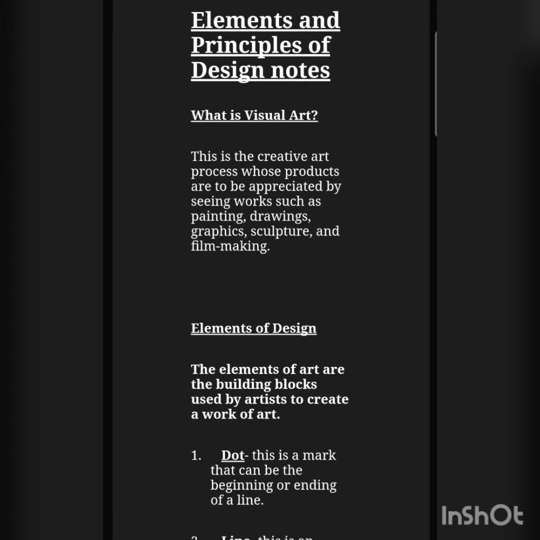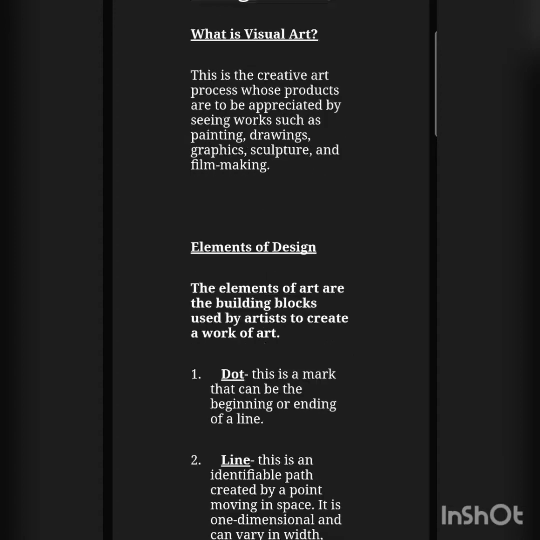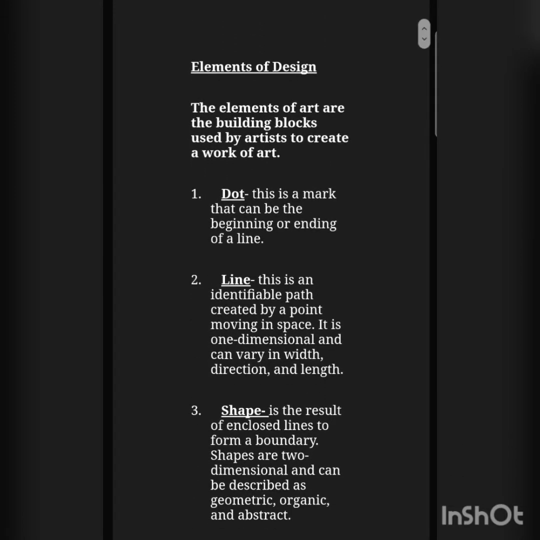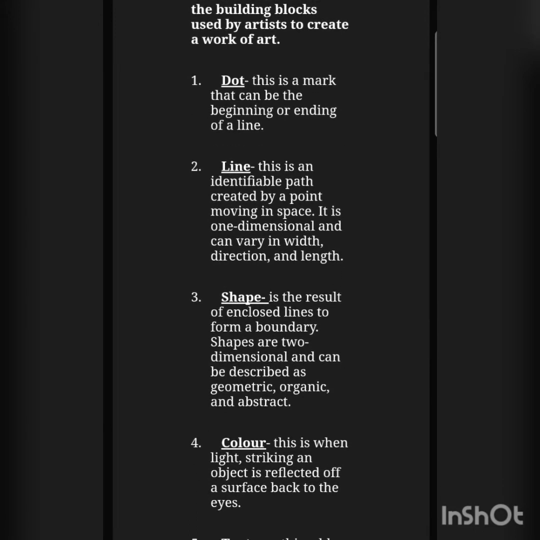All right. I want to look at the elements in some specific ways. All right, we want to start off with knowing that the elements, these are the building blocks or the foundation to create a work of art. The first one is dot. Now this is a mark that can be the beginning or the ending of a line, right?